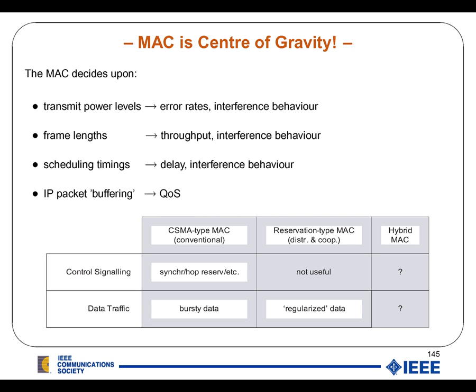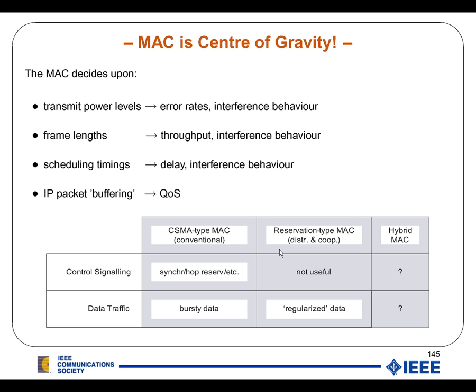Now it is clear that anything which is sporadic and non-regular, kind of bursty, should be accommodated by the CSMA type of medium access control. So therefore control signaling to set up the network is likely to be accommodated within the CSMA type of medium access control, as well as bursty data traffic with no way to predict when the next packet will arrive.